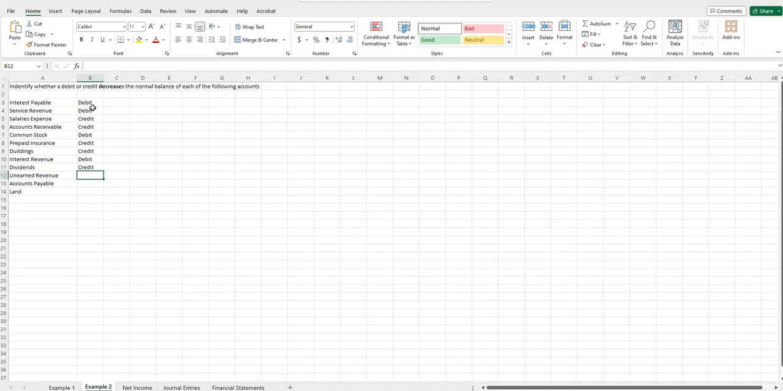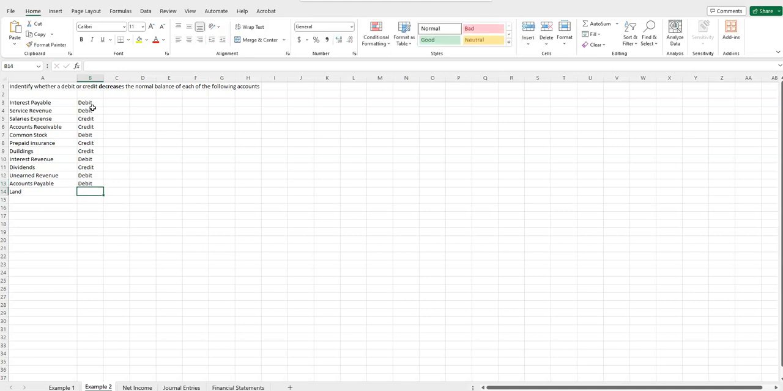So unearned revenue is not a normal revenue account. This is a liability account. Liability accounts have credit balances and they get decreased with a debit. Accounts payable. Accounts payable is a liability account. We owe people money, so the word payable says that it's a liability account. Liabilities have normal credit balances, which means they get decreased with a debit.